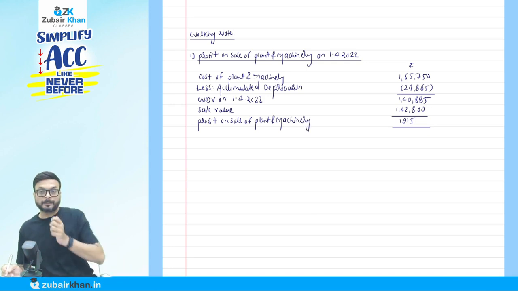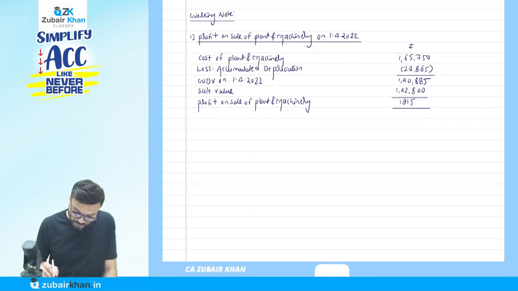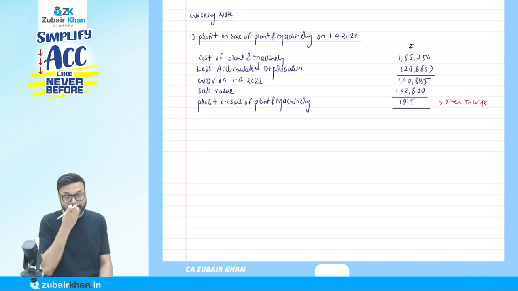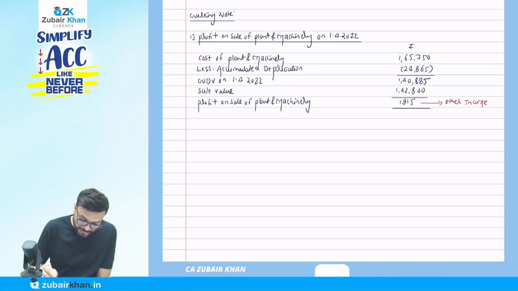Loss on sale of what? Plant and machinery, 1915. You know where it will go? It will go to other income. Okay, now we have to pass a rectified entry. Again, for your reference, I am writing in detail. Now, what is the correct entry?